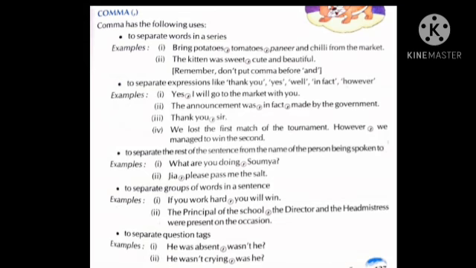Next is to separate question tags. He was absent, wasn't he? He was crying, was he? To separate question tags, we always use a comma.